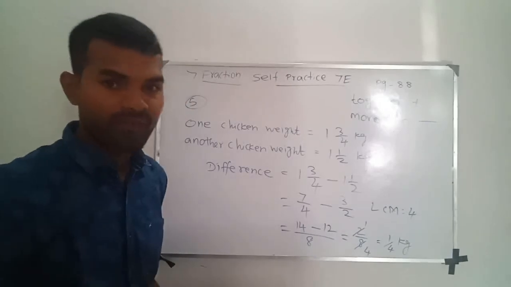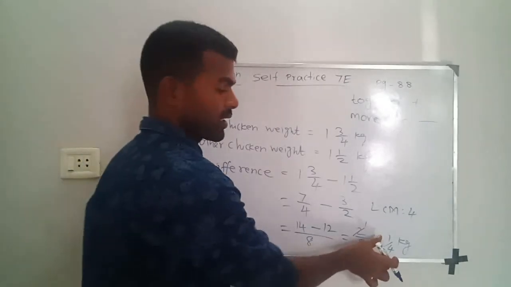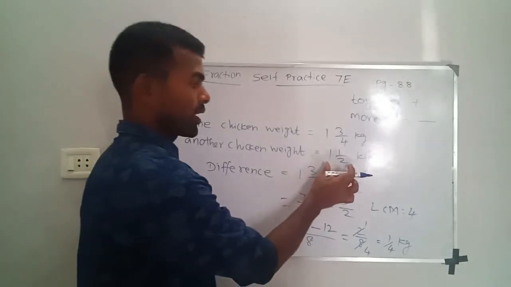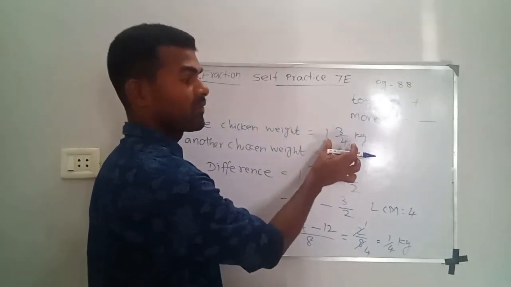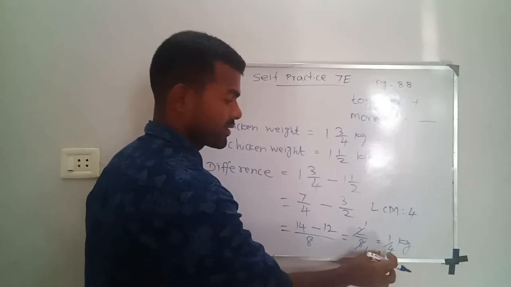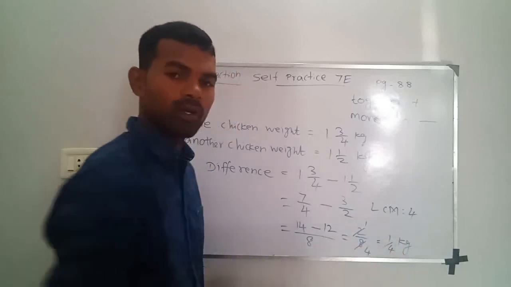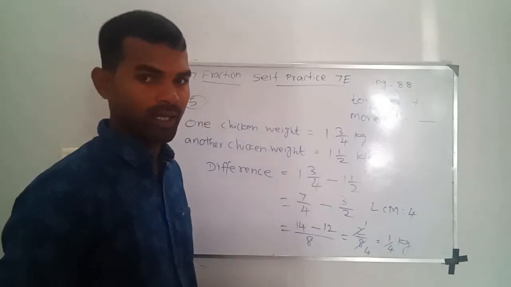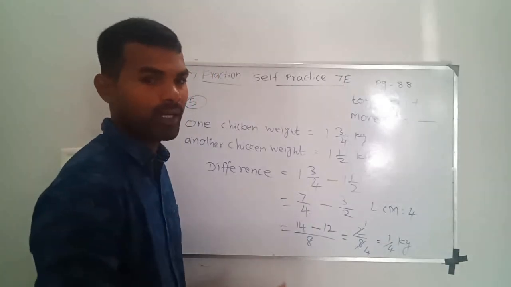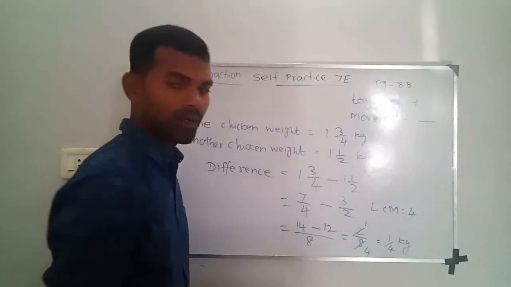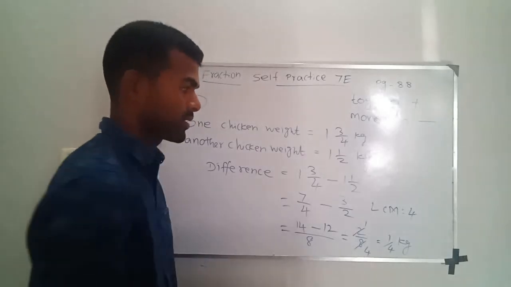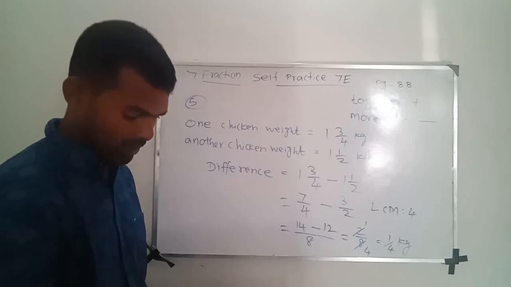The answer is 1 by 4 kilogram. The difference is quarter kilogram. The difference is quarter kilogram only. This is 1.5. This is 1 3 by 4. So the difference is 1 by 4 kilogram only. Yes. So this is bigger by 1 by 4 only. Okay. Not very different. Little only. You are telling 1 by 4 kilogram. Same, that is 250 gram. Okay. So this is the answer.